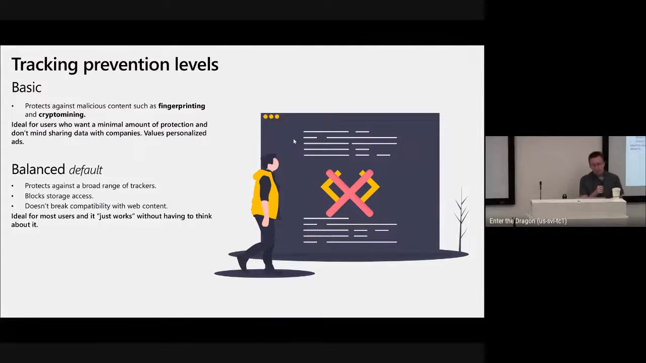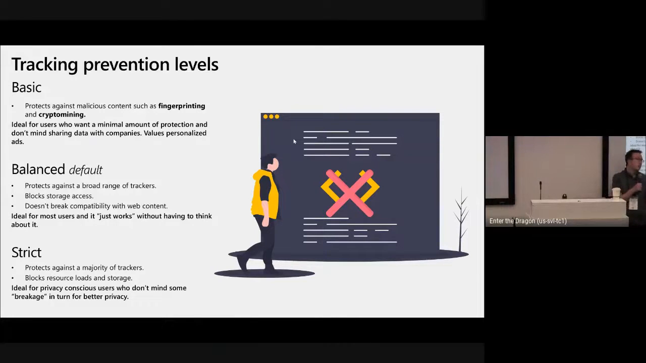And that brings us to balanced, which is our default mode. This is going to protect against a broad range of trackers. Primarily what this is going to do is block storage access. So it's going to block setting new cookies, sending cookies, as well as access to things like IndexedDB and local storage. And what we want to do is not break the web with this. It should just work, and users shouldn't have to worry or think about it.